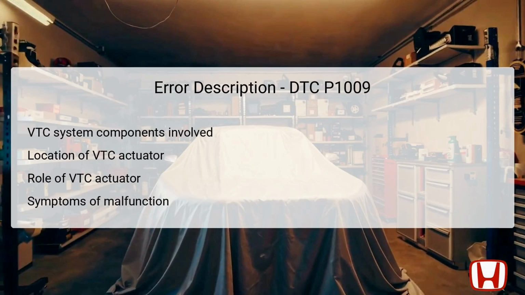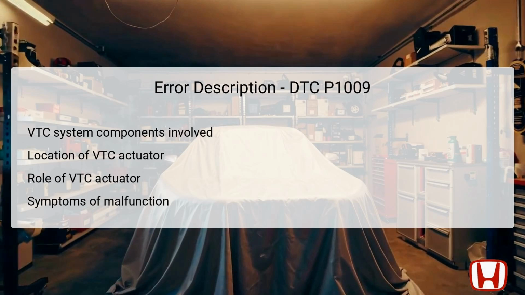DTC P1009 points to a malfunction in the variable timing control system, specifically linked to the VTC actuator A. The VTC actuator is situated on the engine's cylinder head, integral to managing valve timing. Its main role is to alter the position of camshafts related to the intake valves, optimizing performance and reducing emissions. A failure in this component can lead to incorrect valve timing, affecting engine operation and efficiency.